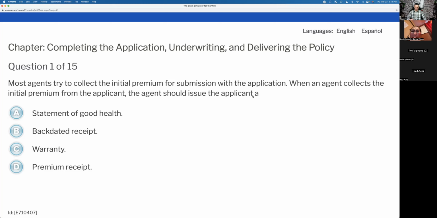Yeah, this is all states right here. There we go. So this is going to be in all states, but Colorado, this is specifically Colorado, but you're going to find this in all the states. So here it is. Most agents try to collect.